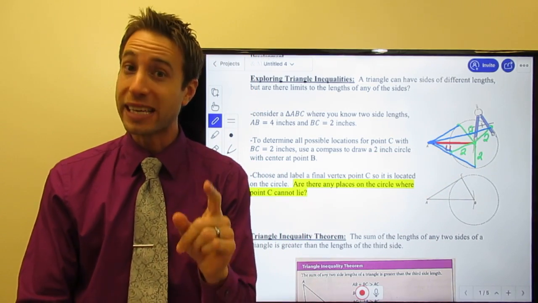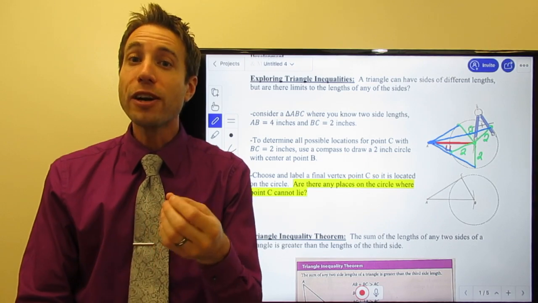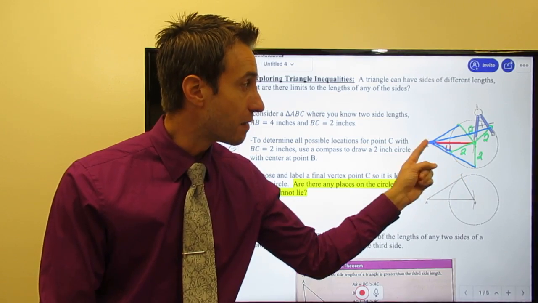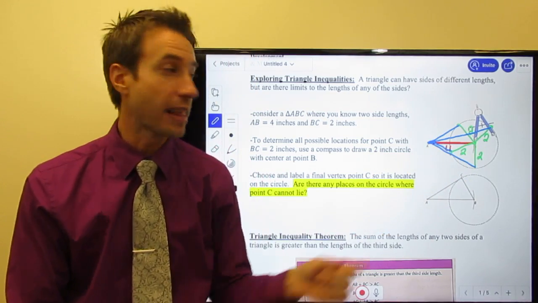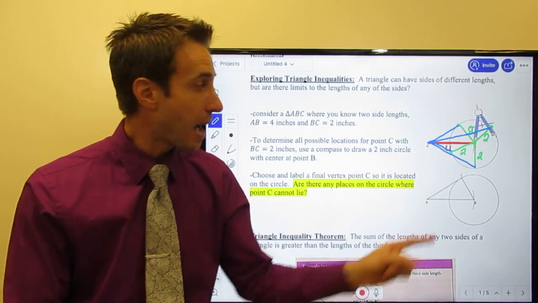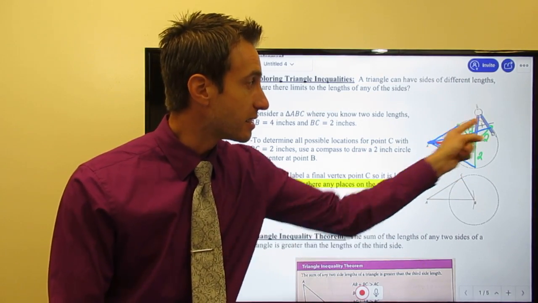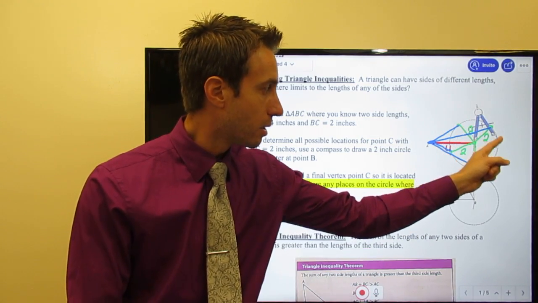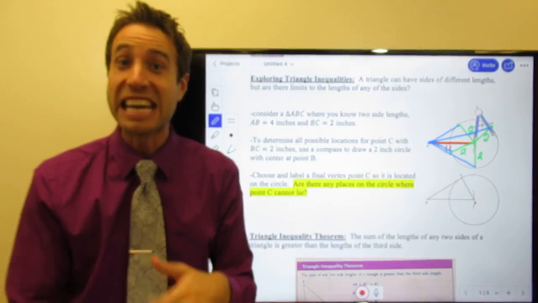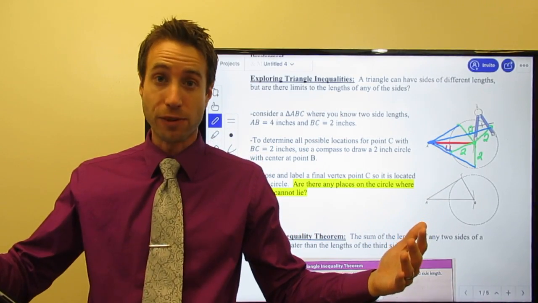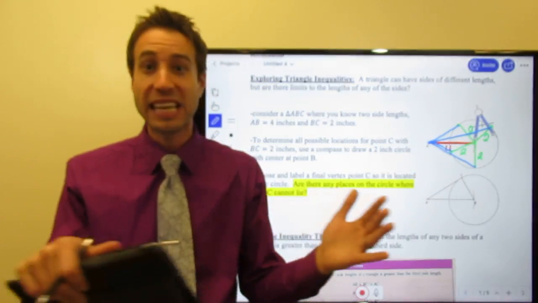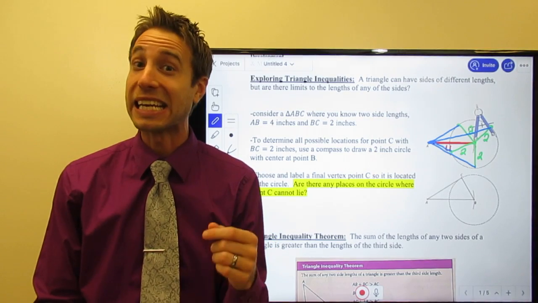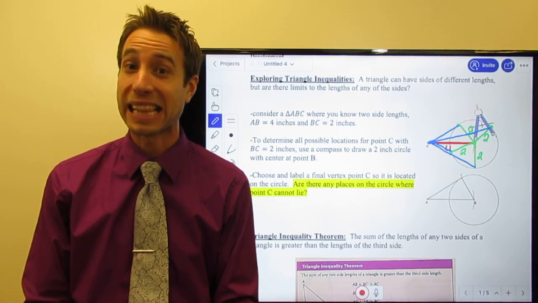The question is this: are there certain measures, certain lengths of AC, that are not allowed? These blue lines, each of these is a different length. Depending on where I put C on this circle, I could get an infinite number of different lengths. That blue line could be an infinite number of different lengths. But the question is, are there any lengths that it can't be, that it's not allowed to be?